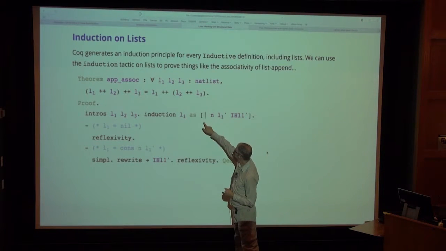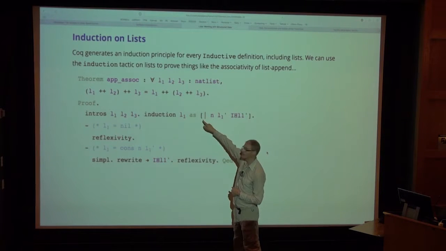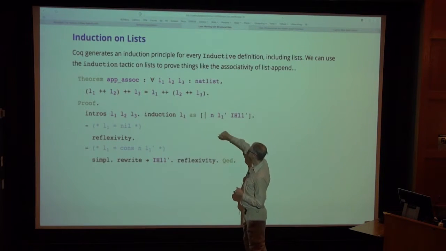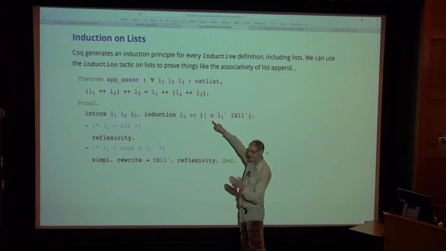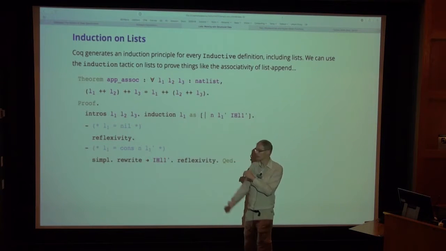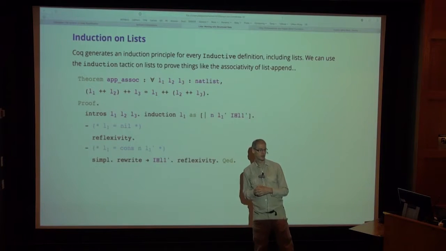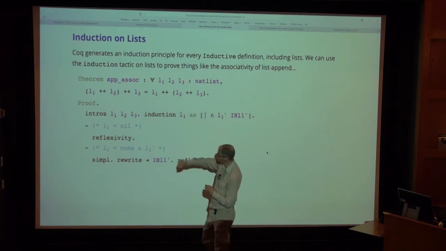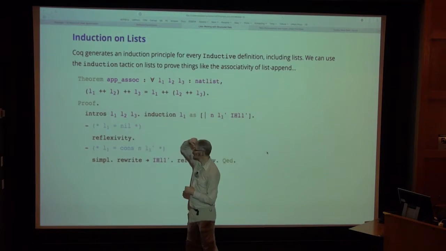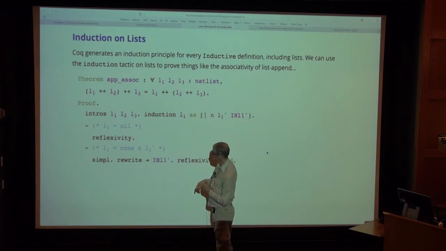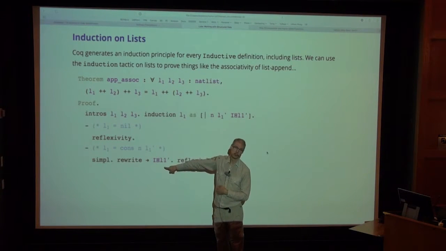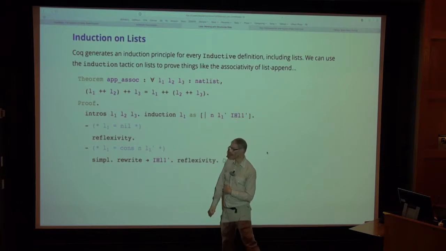Once again, in the nil case, we don't need to bind anything. In the cons case, we bind the number at the head, we bind the rest of the list, and we bind a variable standing for the induction hypothesis. In the nil case, it's easy, as base cases often are. And in the cons case, we basically just use the induction hypothesis, and we're done.